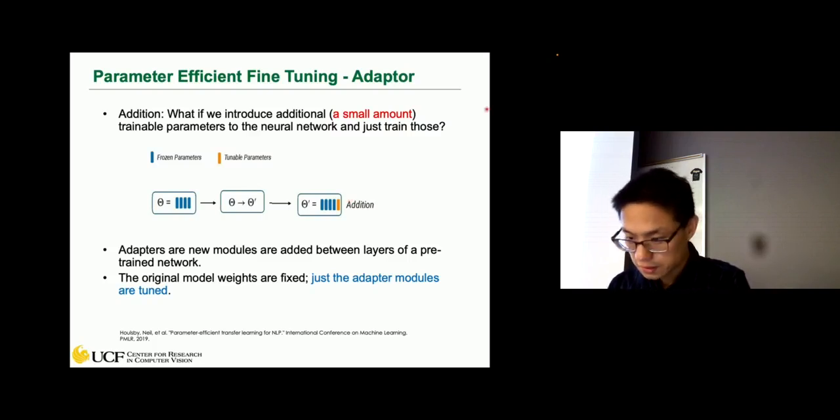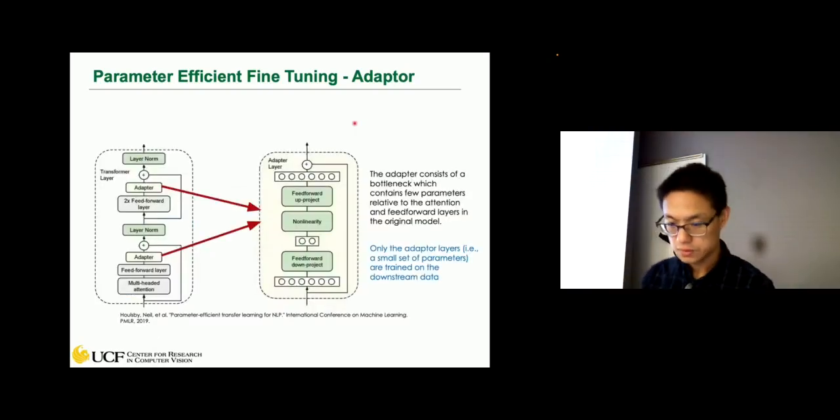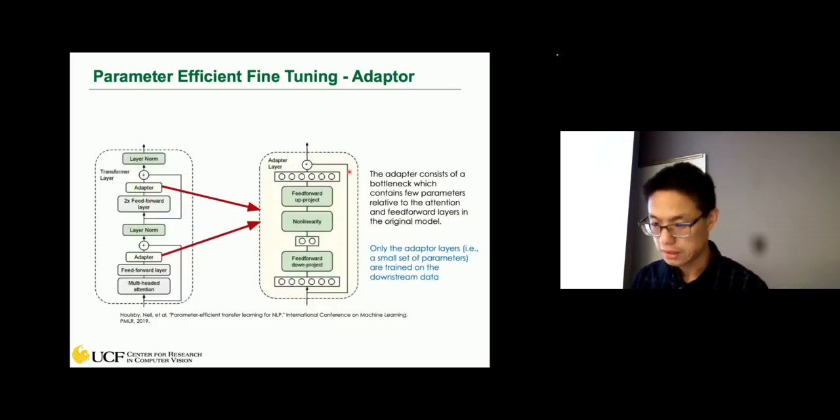Okay, so the second is adapter. This also has the same idea. Basically, we want to introduce additional trainable parameters to the network. And the adapter idea is introduced in this paper.